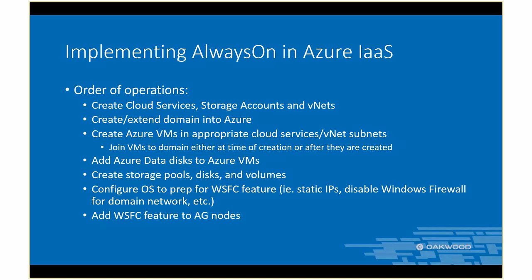Okay, so after you're done getting your disks created and presented, you are going to start configuring the OS for deploying the failover clustering feature. So static IPs, and disable the Windows firewall for domain networks. That's something that I like to do. I just don't really like relying on Windows firewall for any sort of protection. And then after you've done that, you're going to add the failover clustering feature to every node in the AG.